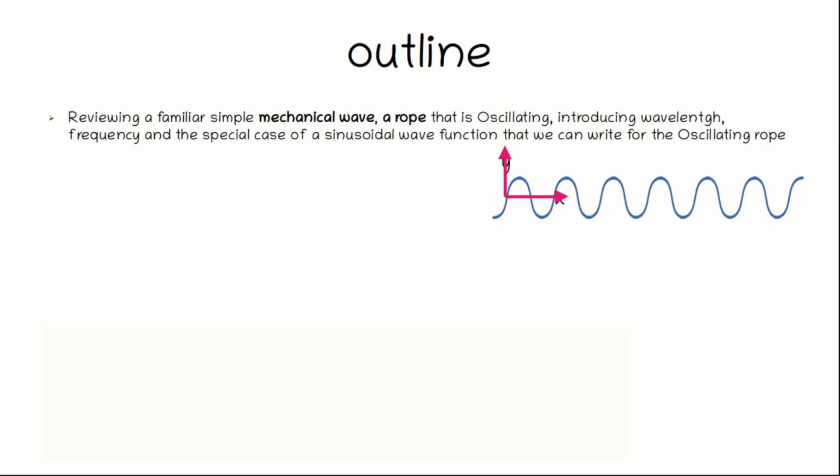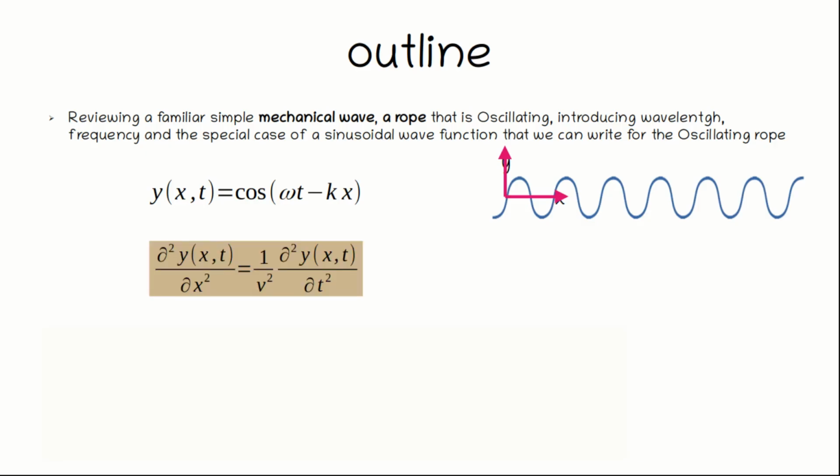At the beginning, we're going through a review of a familiar simple mechanical wave, a rope that is oscillating. And in this context, we introduce wavelength, frequency, and the special case of a sinusoidal wave function, as you can see, that we can write for the oscillating rope. Also the wave equation, which the wave function is going to satisfy.